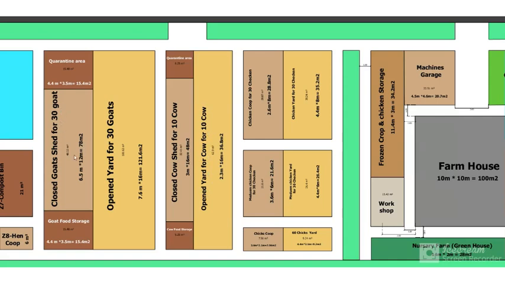For the goats, we have planned to buy 30 goats. This is a shed, because each goat inside the shed needs about 1.5 meters. This is the standard. And for the goat in the running area, it needs 3 meters to become relaxed. This is also a quarantine area, and this is also storage for grass.